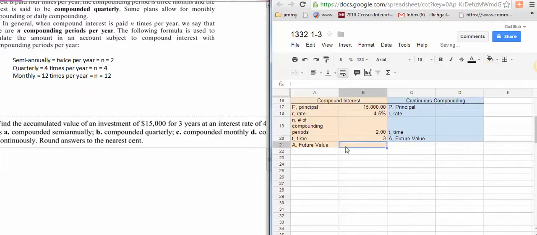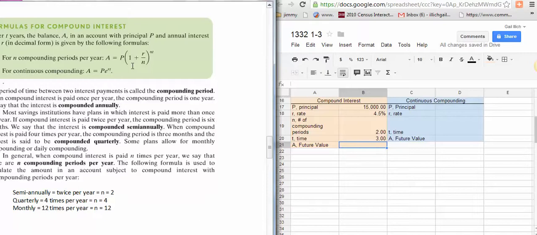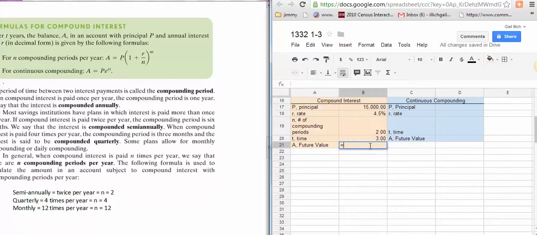Okay, now to calculate the future value, let's go back up to our formula and plug it in. It says A equals P times the 1 plus R divided by N raised to the N times T. Okay, so we'll do the equal sign. I'm coming over here into B21. I do the equal sign. Now I take P, which is B17, and I multiply that.